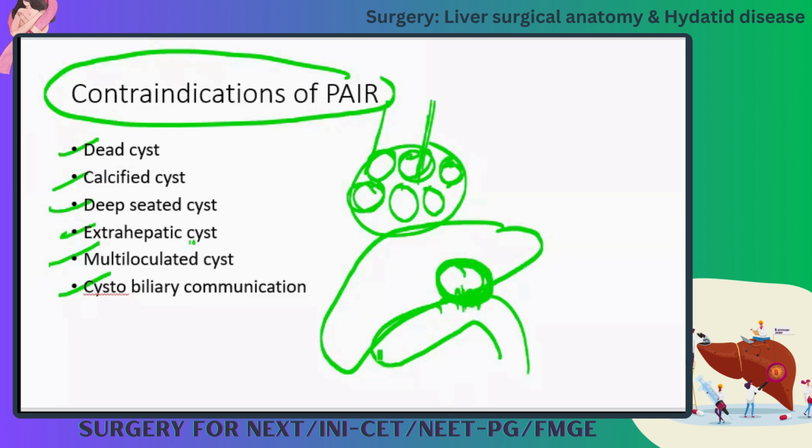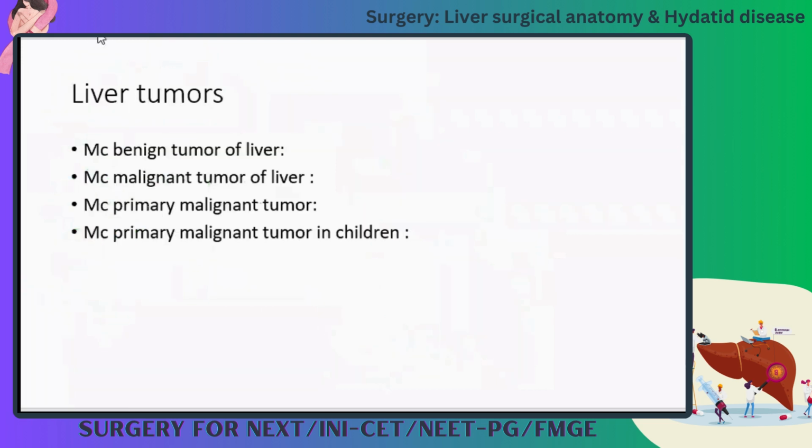So if you puncture and aspirate, what will happen? The contents would spill into the bile duct? Yes, you are giving the injection into the biliary tract, which will be very dangerous. This hypertonic saline can't be given into the biliary tract. So this is a contraindication for PAIR. So: dead cyst, calcified cyst, deep-seated cyst not amenable to puncture, extrahepatic cyst, multiloculated cyst, or cystobiliary communication, you cannot use the PAIR technique. Is it clear?